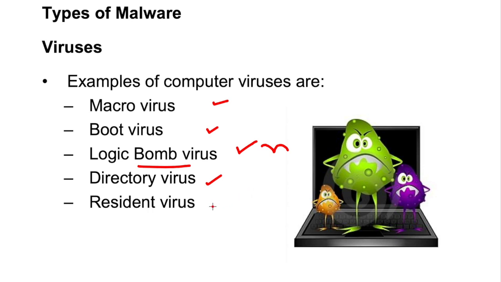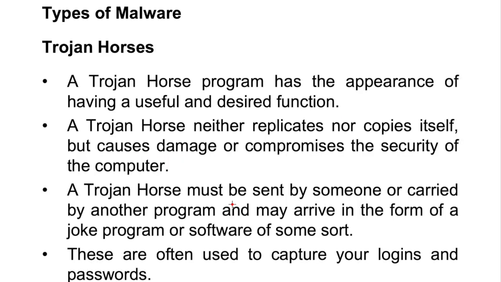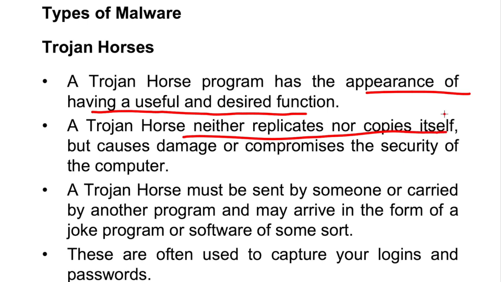Similarly, there is also one example, the resident virus. Trojan Horse. A Trojan Horse program has the appearance of having a useful and desired function. So basically, in appearance, it looks like it is something useful and has some desired function. The Trojan Horse neither replicates nor copies itself, so in these terms it is different from the virus, but causes damage or compromises the security of the computer.